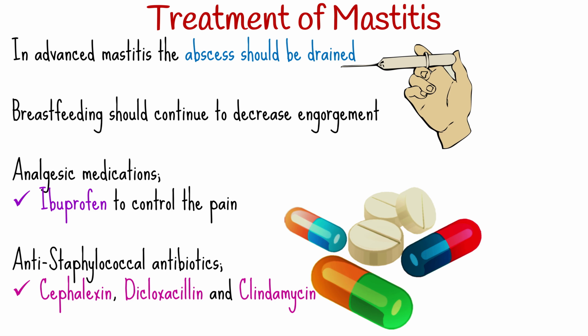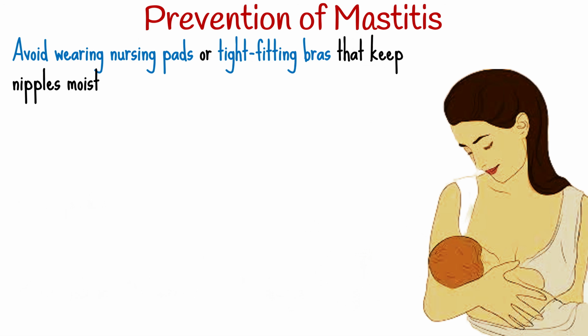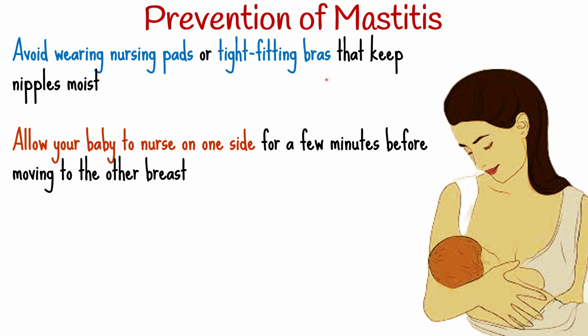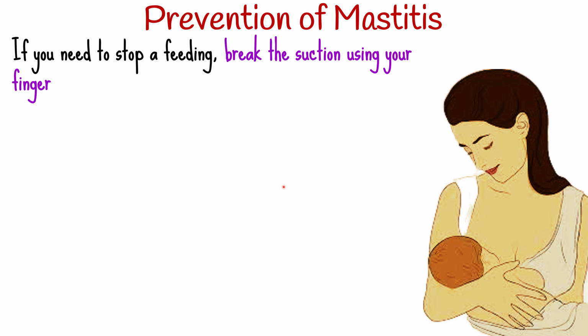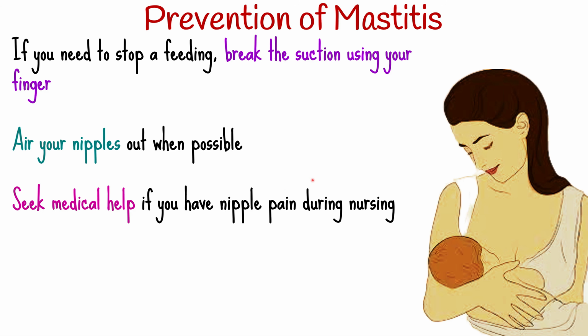The following techniques will help you prevent mastitis. Avoid wearing nursing pads or tight-fitting bras that keep nipples moist. Allow your baby to nurse on one side for a few minutes before moving to the other breast. During feeding, make sure your baby latches on properly. If you need to stop a feeding, break the suction using your finger. Air your nipples out when possible. And finally, seek medical help if you have nipple pain during nursing.